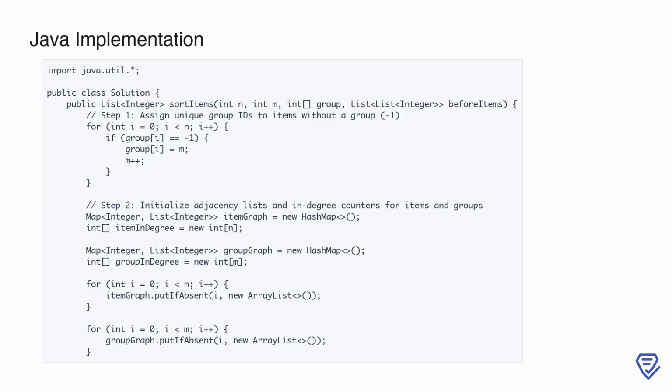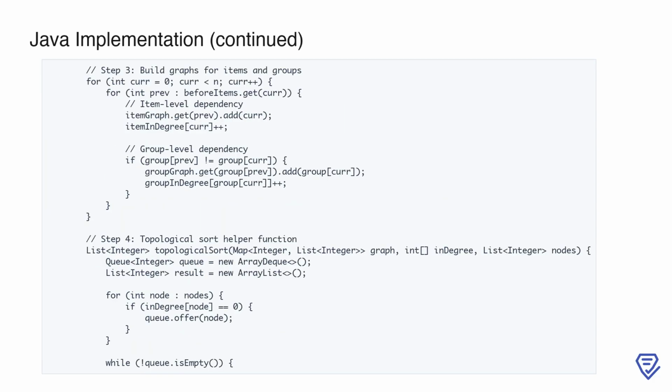This ensures that every item is part of a group, which simplifies the dependency management later. Next, we initialize the data structures needed to represent both item-level and group-level dependencies. Specifically, we use adjacency lists to represent the dependency graphs and arrays to keep track of in_degrees for both items and groups. The in_degree arrays will help us during the topological sorting phase to determine which nodes can be processed at any given step. Additionally, we ensure that every item and group has an entry in their respective graphs, even if they currently have no edges, by initializing the maps with empty lists for each node.